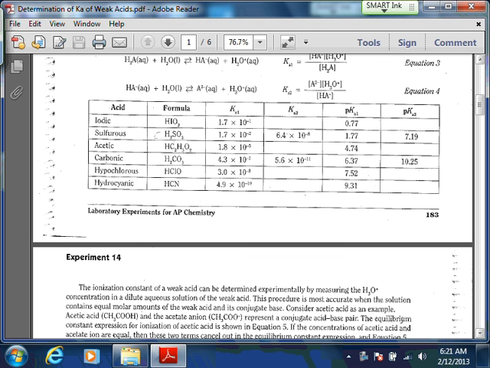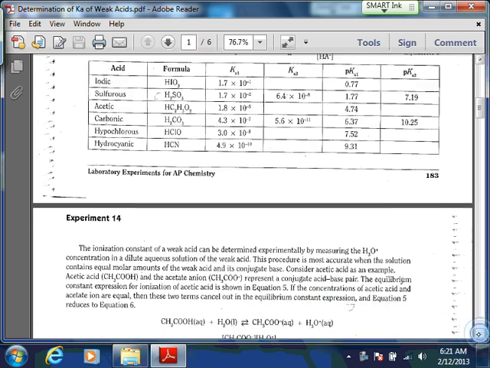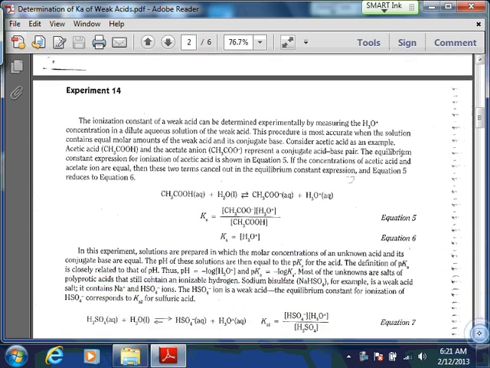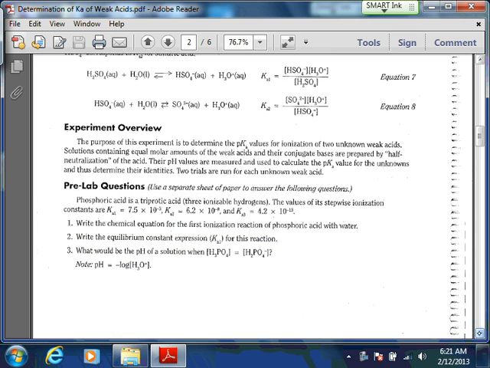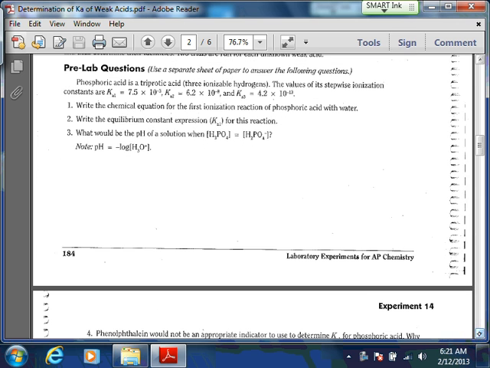There's some other background information here that you might want to know. There's information on polyprotic acids, which we've already talked about. So then you'll get down here to the pre-lab questions, okay? And it says phosphoric acid is a triprotic acid, and it gives you the values of the Ka1, Ka2, and Ka3. It should look pretty familiar because that was on the quiz that we took yesterday. So number one, write the chemical equation for the first ionization reaction of phosphoric acid with water. Okay, I think you should be able to do this.